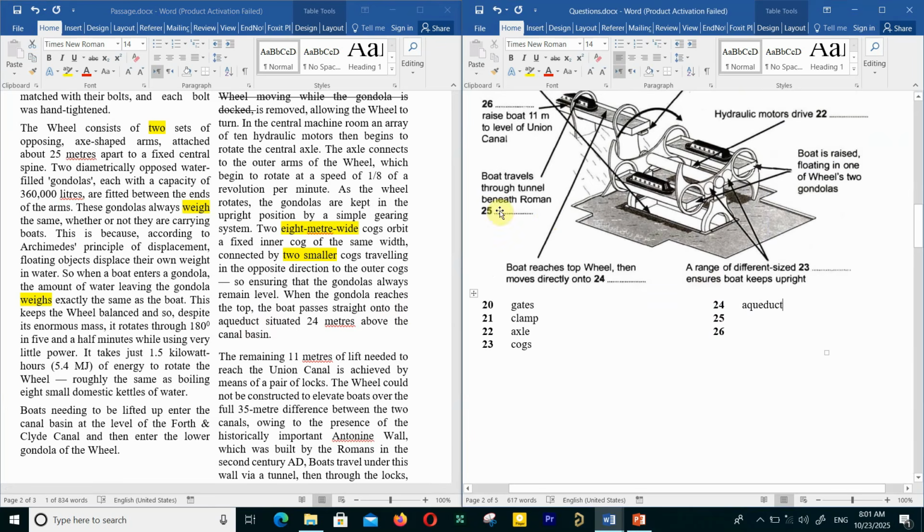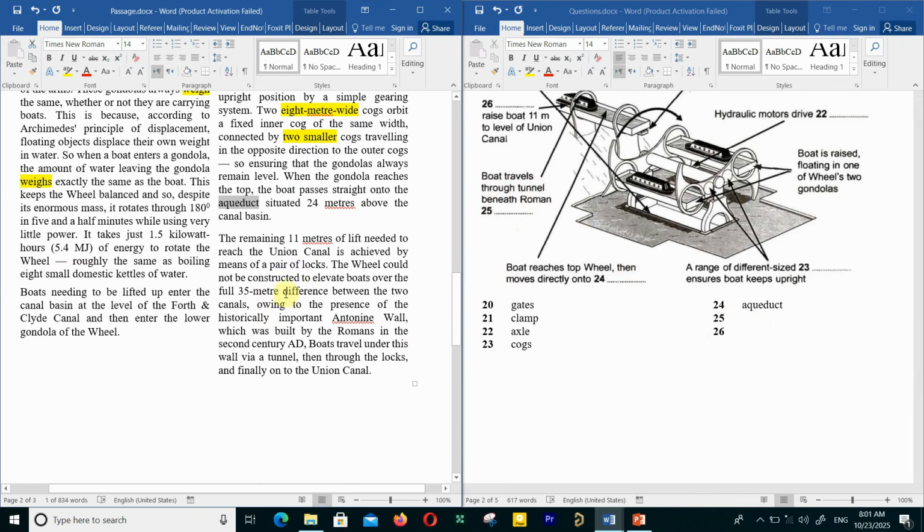So question 25. Boat travels through tunnel beneath Roman. We need to find Roman, beneath Roman. So you can see how I find the answers. To locate the answer, this is the coordination technique. Just look through the whole paragraph. You don't have to read it all from the beginning to the end. Move your eyes something like from right to left, or maybe from bottom to top. Here we can see Roman. So this is where you're going to find your answer.